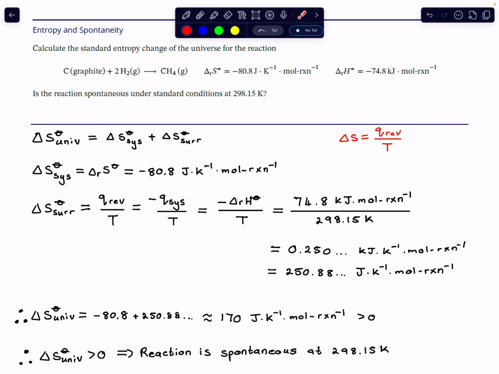All right, so that is it for this. Remember, if you need to determine the entropy change of the universe, you do it by doing the sum of the system and the surroundings. The surroundings you calculate through the amount of reversible heat, and you can relate it to the system through its enthalpy. The system is always our reaction, so you want the enthalpy change and the entropy change of the reaction. And of course, if you need to determine reaction spontaneity, you must look at whether or not the entropy change of the universe is larger than 0.